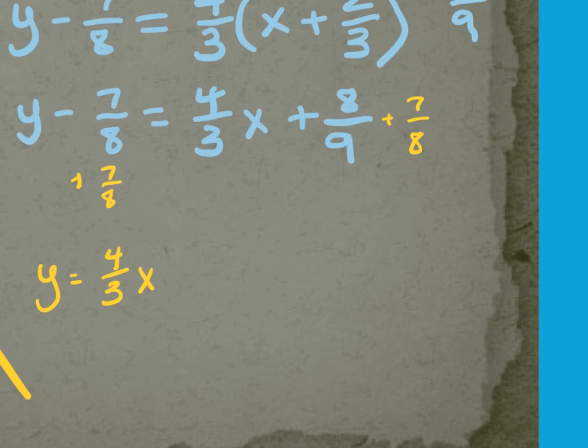Now I got to change both these denominators, right? So this would become, I have to multiply by 8. I have to multiply by 9. 64/72 plus 63/72, which is 127/72.